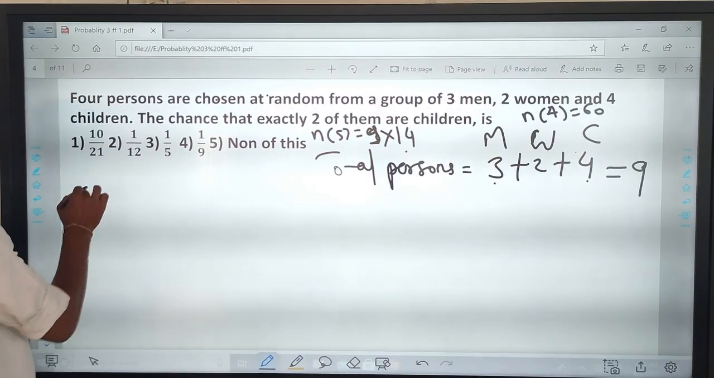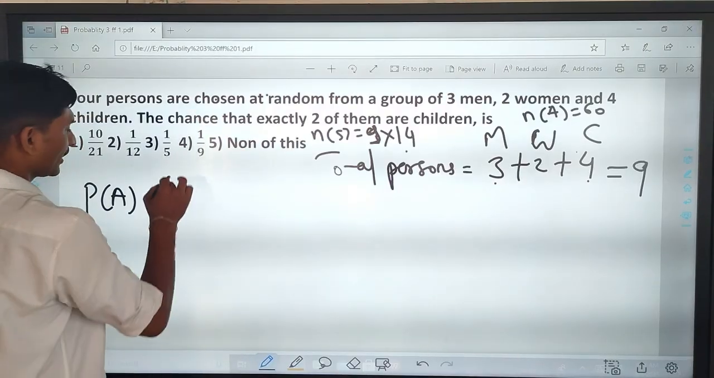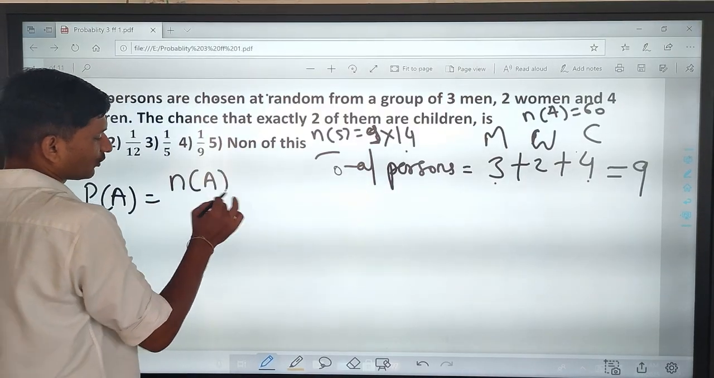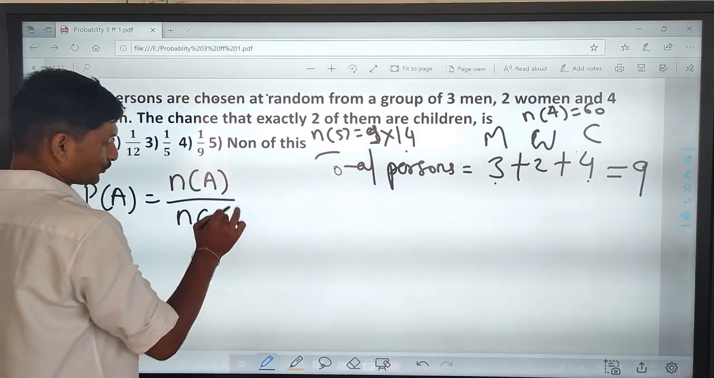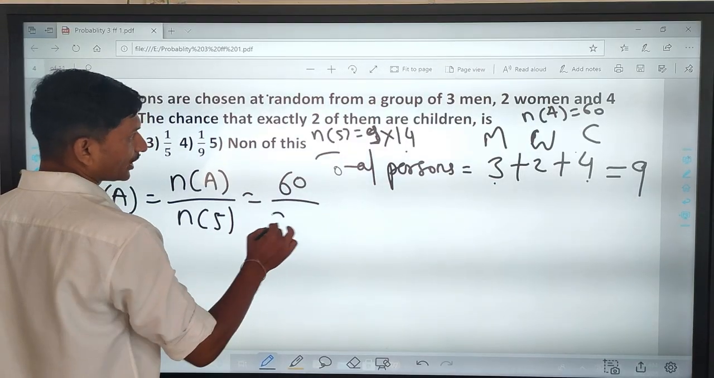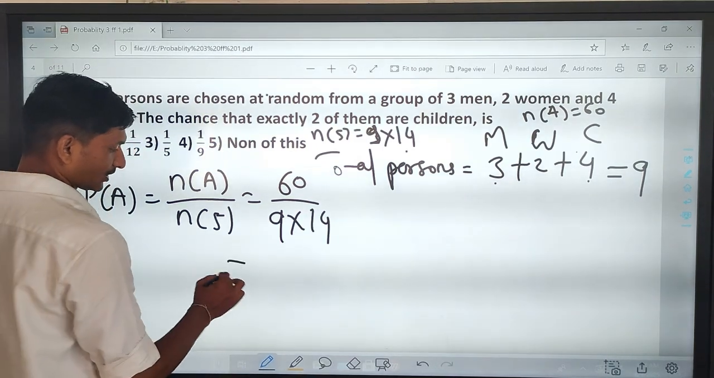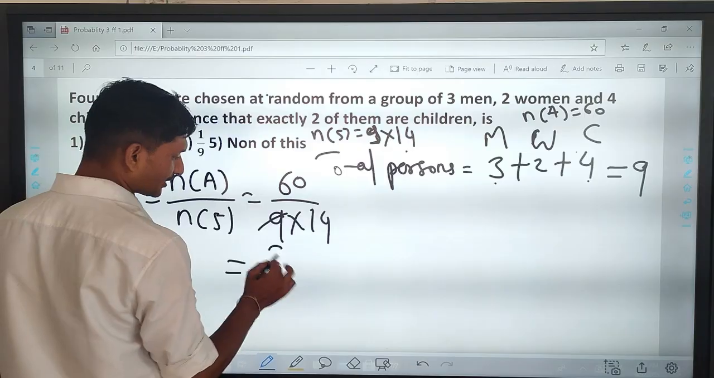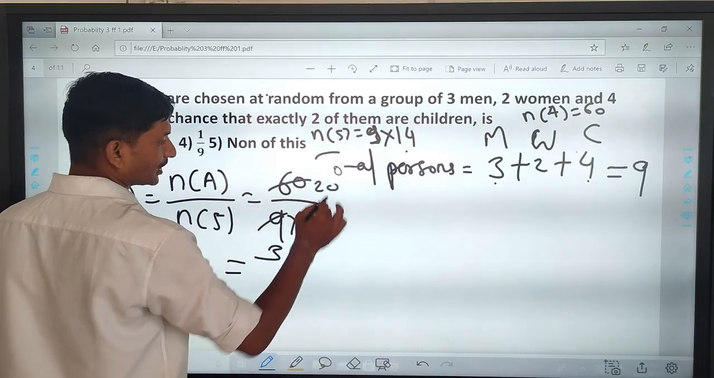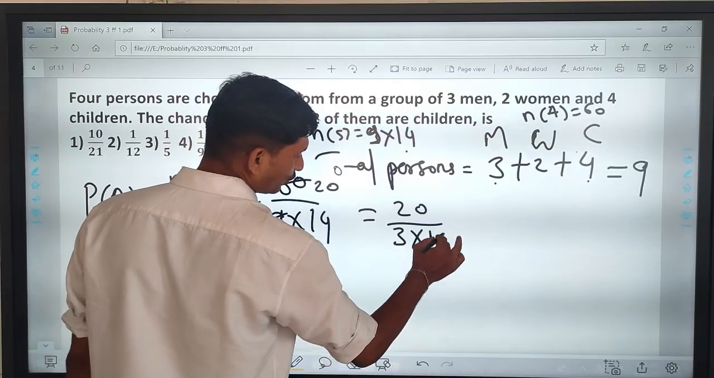Then P(A) is equal to n(A) divided by n(S). Here n(A) is equal to 60 and n(S) is equal to 40. Here 3 3s are 9, 3 20. Here remaining 20, 3 into 14.